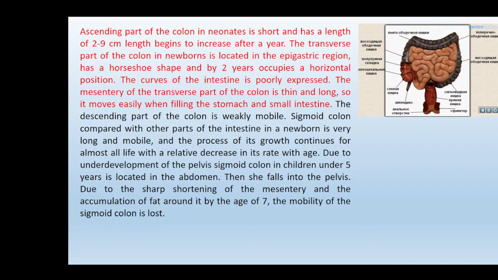The ascending part of the colon in neonates is short and has a length of 2 to 9 centimeters. It begins to increase later, after years. The transverse part of the colon in a newborn is located in the epigastric region and has a horseshoe shape; by 2 years it occupies a horizontal position. The curves of the intestine are poorly expressed.